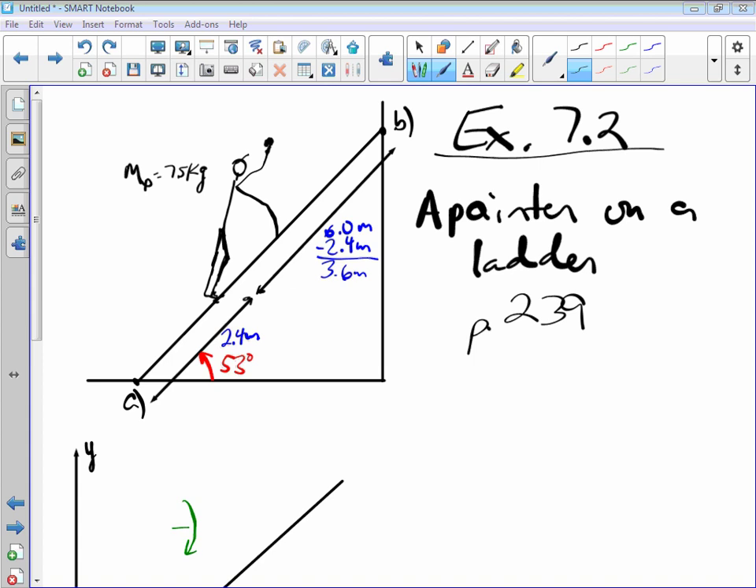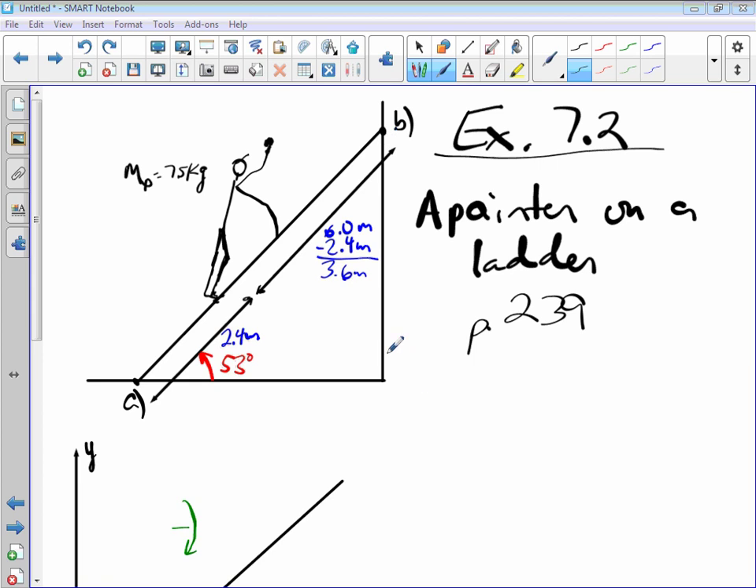Determine the torque produced by the normal force exerted by the painter on the ladder for the two choices of the axis rotation. Choice A is down here, an axis parallel to the base of the ladder where it touches the ground, and B is over here, an axis parallel to the top ends of the ladder where it touches the wall of the house.